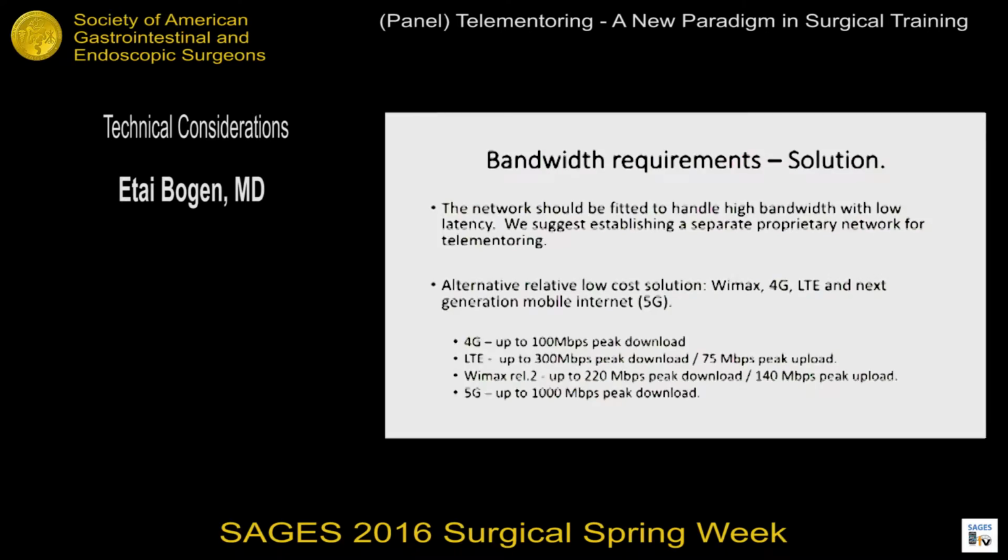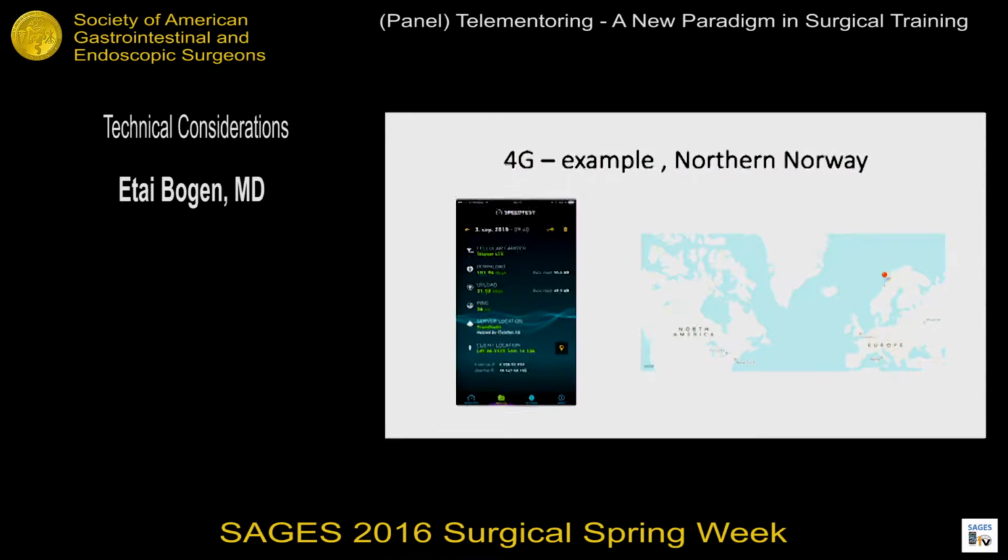Alternatively, you can use wireless technologies like WiMAX, 4G, LTE, and in some years you will be able to use the next generation mobile internet, 5G. I have summarized some technical information about the wireless technologies, and you can see that 4G, for example, is sufficient. It can go up to 100 megabit per second peak download, which is more than enough for telementoring. Next slide.